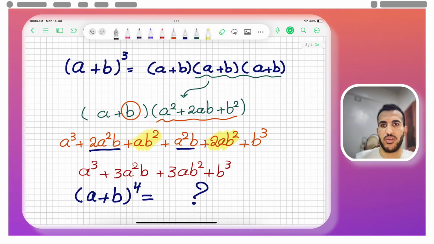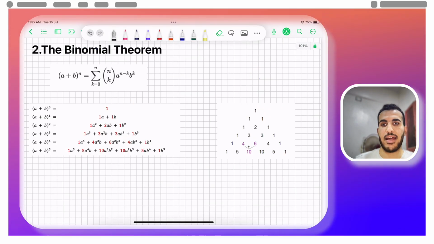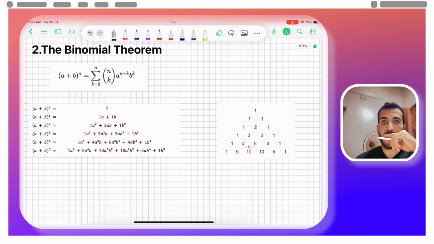What if I give you an example, a plus b raised to power 4 or 5 or 6 or 7? This is not an efficient way, it's really tedious. So we need a fast way. This is the binomial theorem. For a large exponent, we use the binomial theorem, where a plus b power n equals the summation of nCk, which you'll find on your calculator. This is called a combination, by the way.